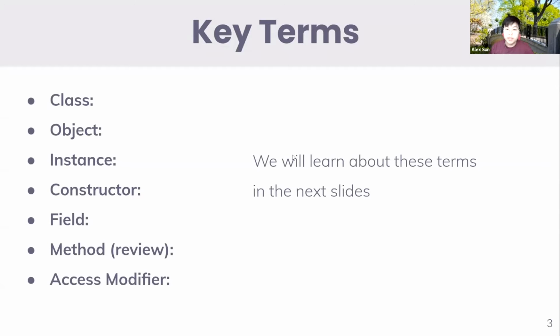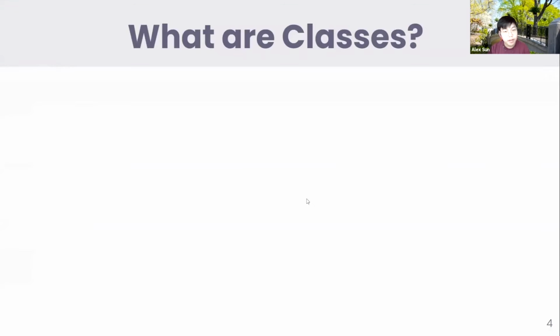All right, so here are some key terms. We'll get to these, hopefully all of them, by the end of the lesson. I've said this word class many times. You're probably wondering what that means. Then there are words like object, instance, constructor, field, method, access modifier, all very fancy, I know. So what are classes? Can anyone tell me? Type in chat or unmute. What do you think a class is? When you hear the word class, what do you think of?